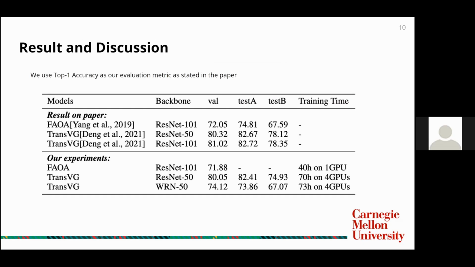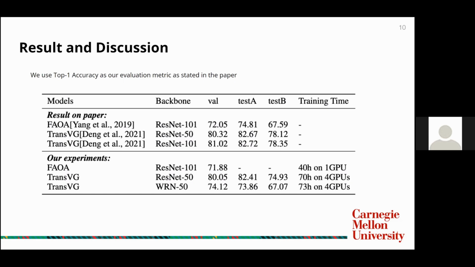Now let's talk about the experiments and results we've got. We use top-1 accuracy as our evaluation metric. We trained both FLOA and TransVG on the RefCOCO dataset with up to 4 NVIDIA Titan XP GPUs on our cluster. We trained FLOA on 1 GPU for around 40 hours to get around 72% accuracy as reported in the paper. And we trained almost double that, up to 70 hours on 4 GPUs, on ResNet 50 for TransVG, up to around 80% validation accuracy as reported in the paper.